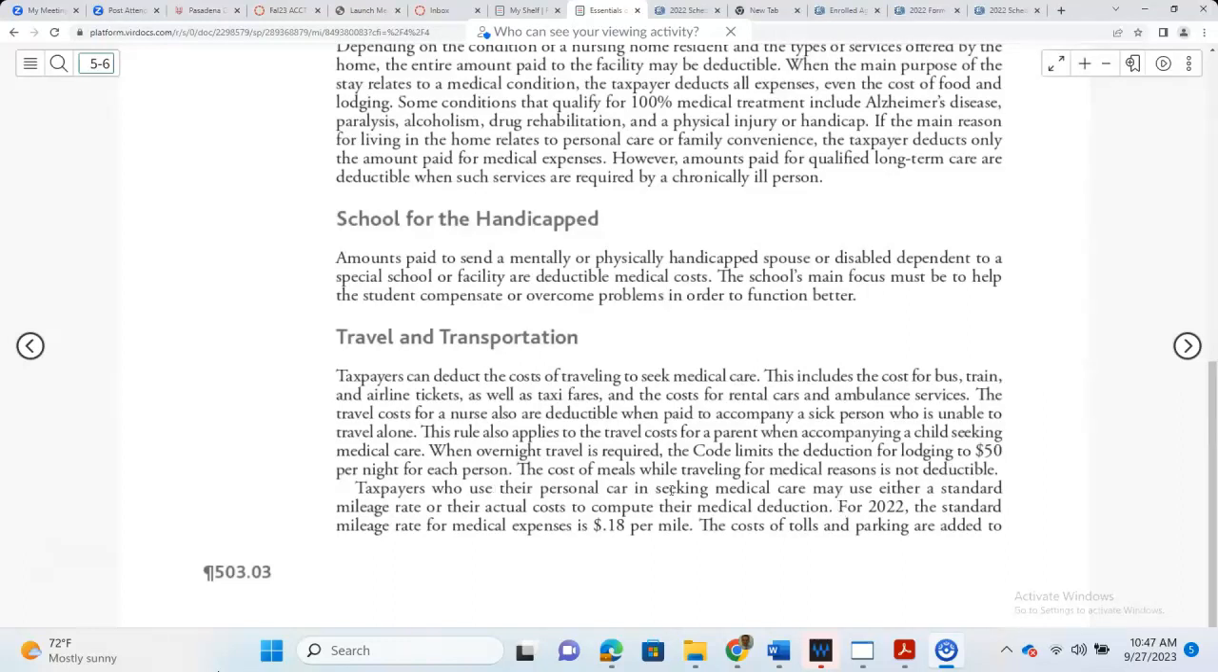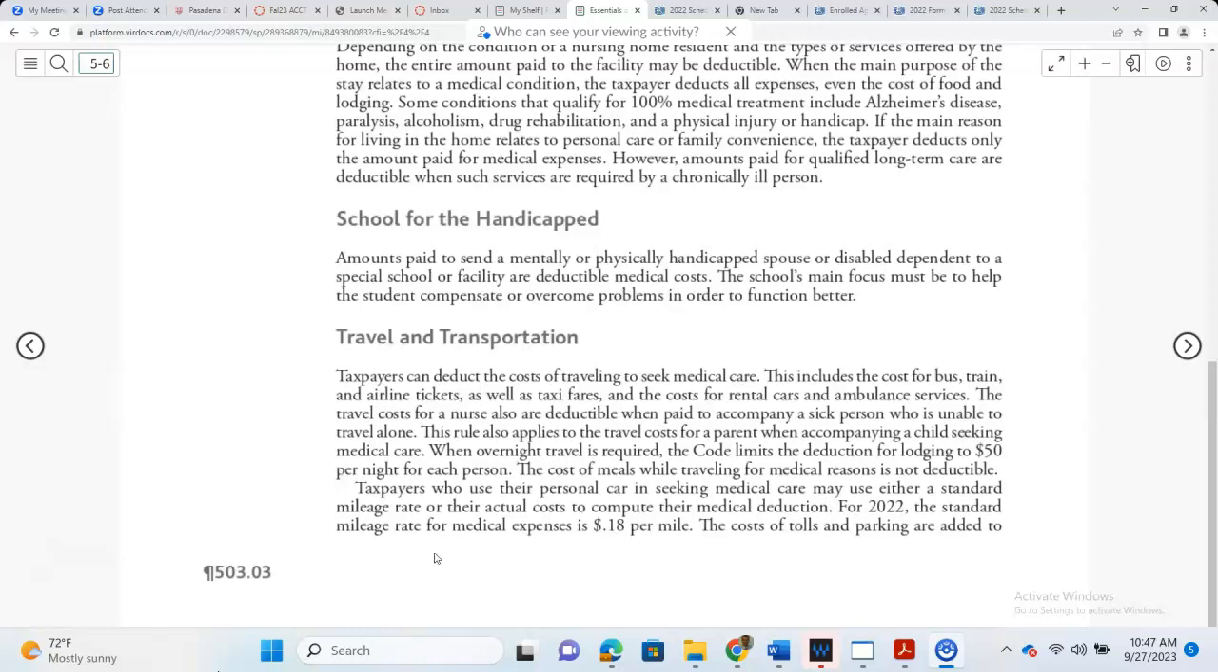Taxpayers who use their personal car in seeking medical care may use either the standard mileage rate or the actual cost to compute their medical deduction, which I suggest using standard mileage, but you have to have a log that shows exactly what time, what date, from where to where, and how many miles.